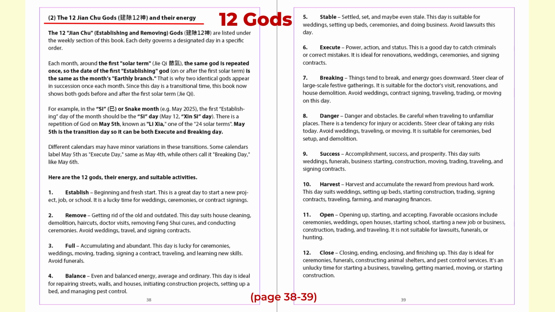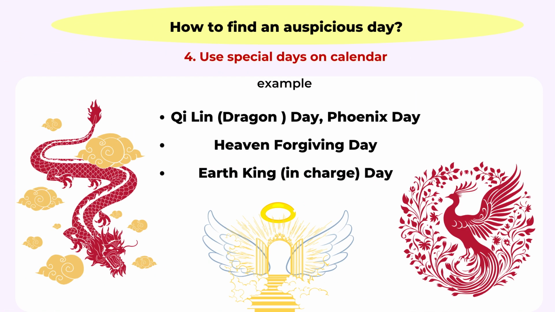For example, the Establish day is great to start a business, start a job, or start school. It's also lucky for weddings or signing contracts. And Remove day will be lucky for house cleaning, demolition, or removing Feng Shui cures. So each one has different energy, and we just need to find the right energy to fit your activity. And the fourth way is to use the special days on the calendar. For example, the Qilin Day and the Phoenix Day, both are very auspicious.